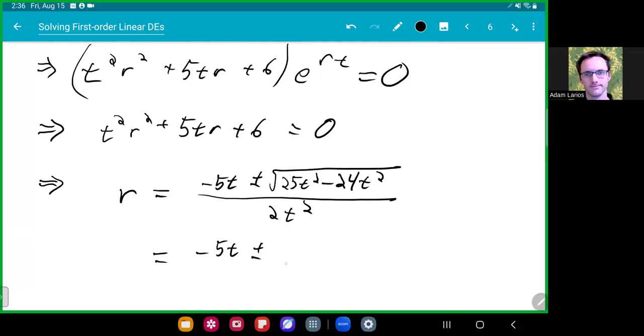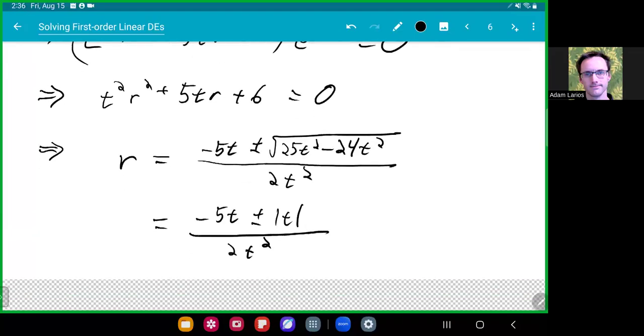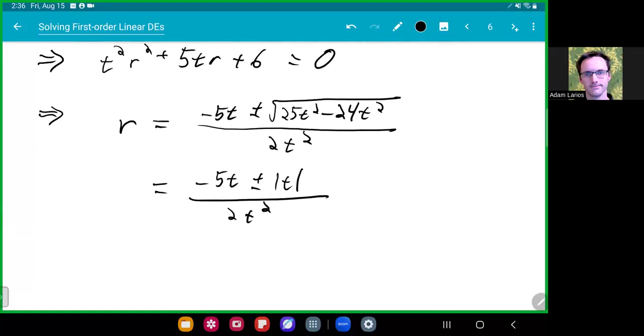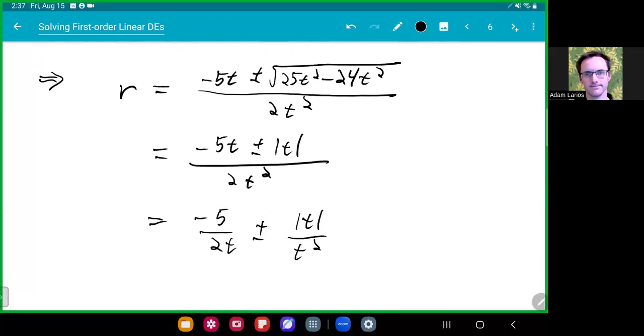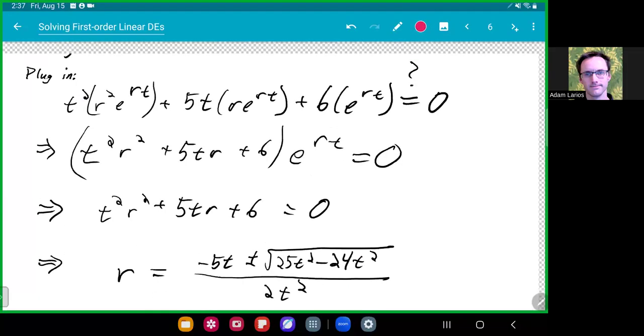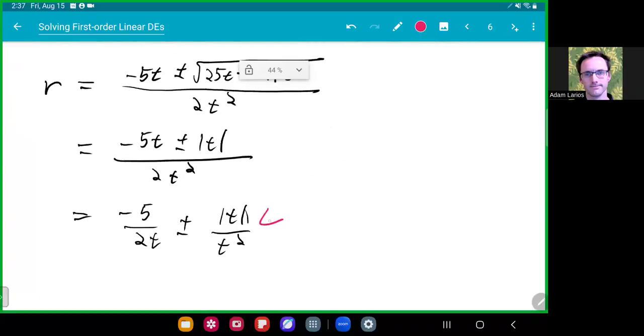So the square root of t squared, if we want to be careful, we can write that as the absolute value of t, divided by 2t squared here. But this thing turns into negative 5 halves divided by t plus or minus then t divided by t squared. And the problem with this is that this expression here is not constant. And our whole assumption when we started taking derivatives, so this guy is not constant.